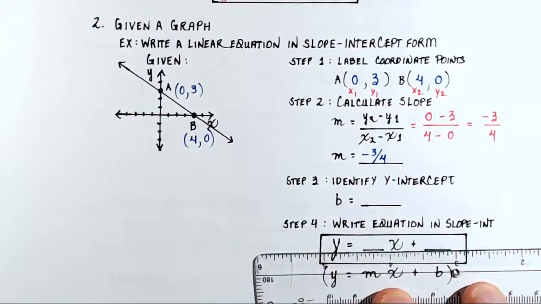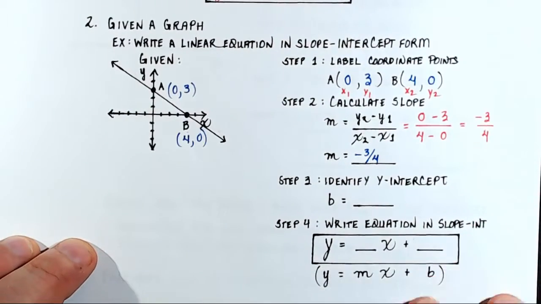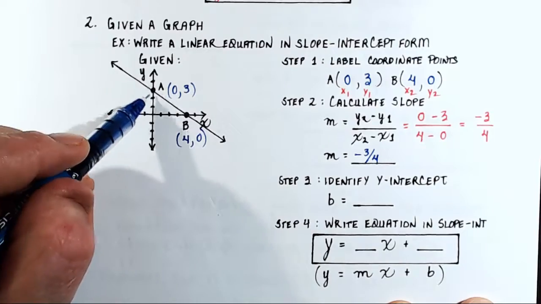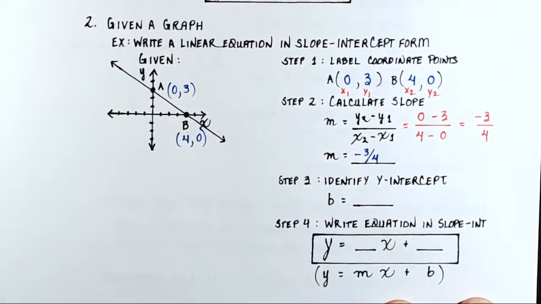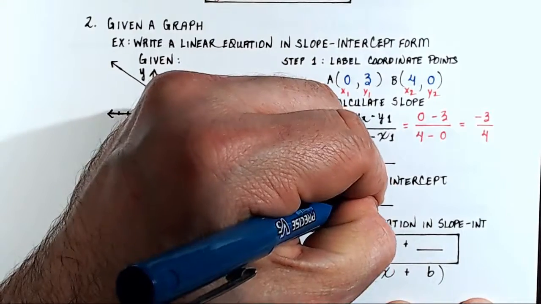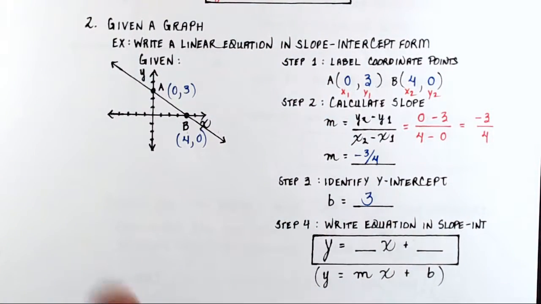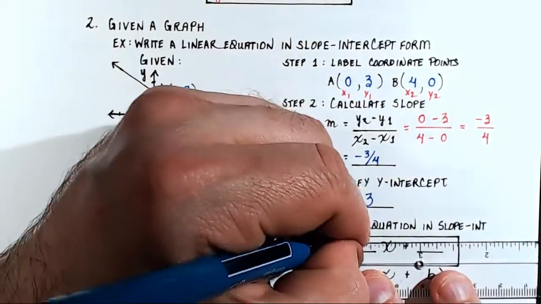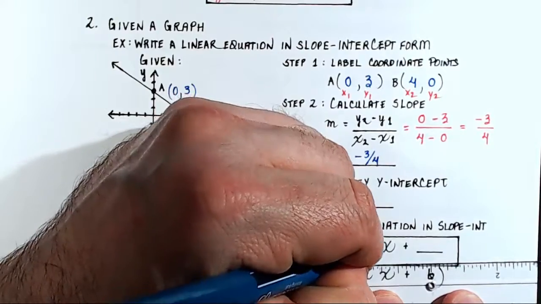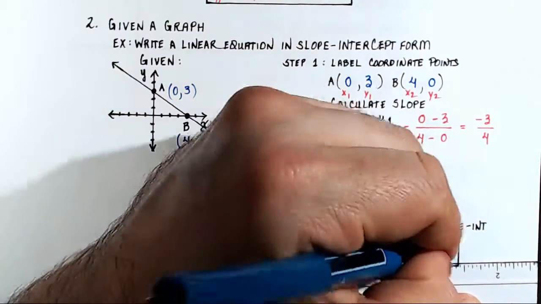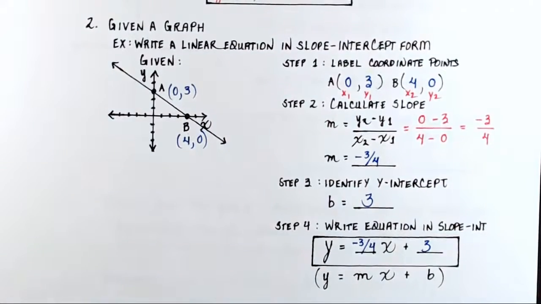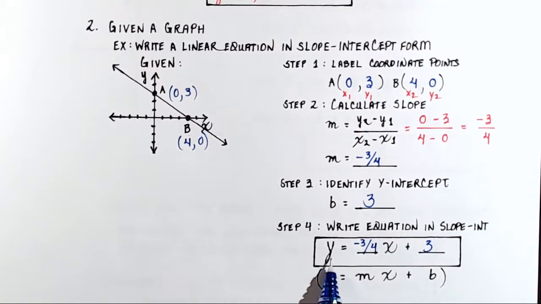Okay, so let's identify the y-intercept. What is b? This is the y-intercept right here. So the y value of this coordinate pair is the y-intercept. So b is 3. And now we just put it all together and write an equation in slope-intercept form. So if y equals mx plus b, then for this equation, y equals negative 3/4 x plus 3.